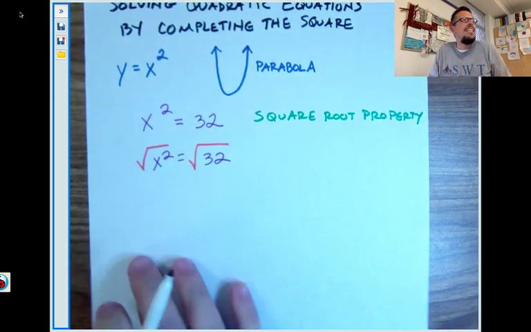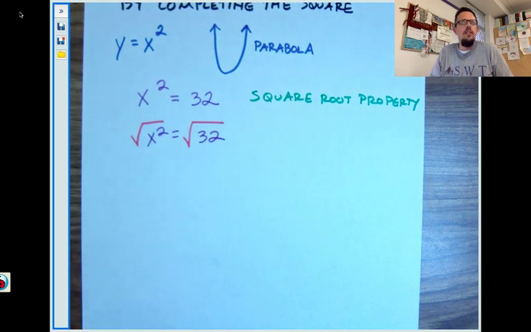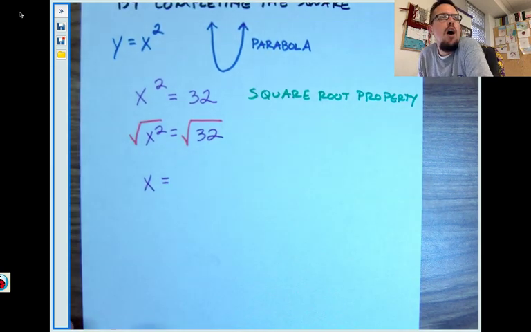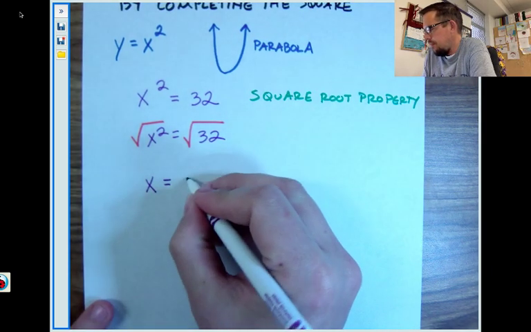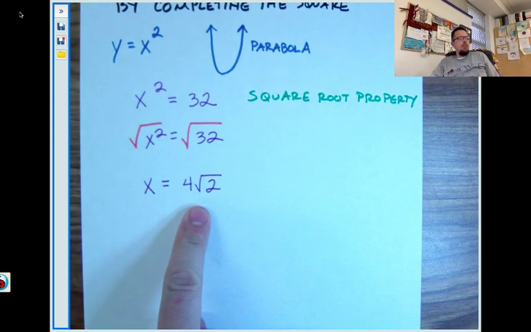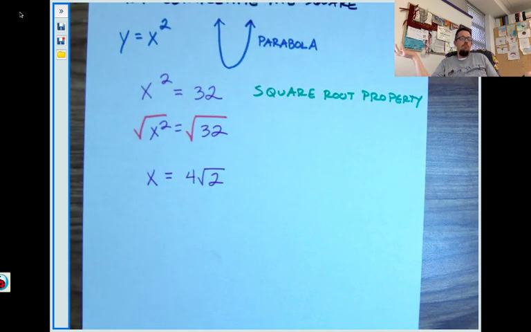The left side's really easy. The square root of x squared is x. Here's the part that's a little tricky. What's the square root of 32? Very good. 4 square root of 2. So what we're saying here is 4 square root of 2 multiplied by 4 square root of 2 should equal 32. Is that the only answer? If I'm asking you, that means no, it's not.